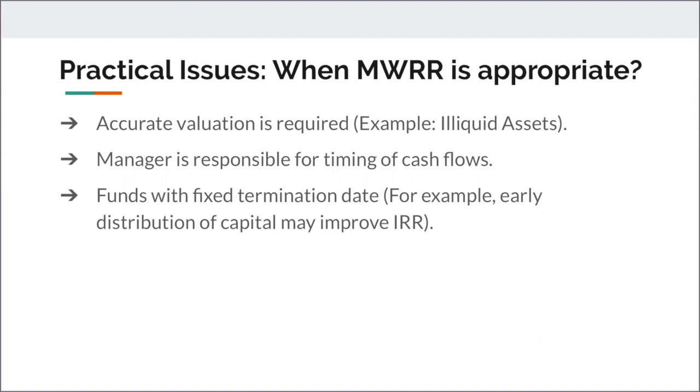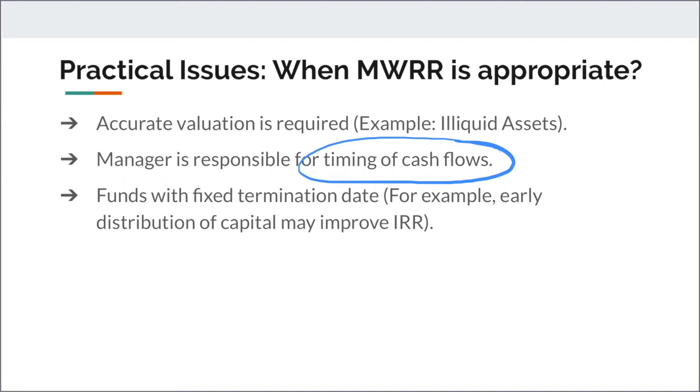So if you need to know the accurate valuation, especially in the case of an illiquid asset, then you need to calculate the money weighted rate of return. That's why in private equity investment, IRR is used rather than the time weighted rate of return. The money weighted rate of return is the appropriate measure when the manager is responsible for the timing of the cash flows. If you have complete discretion over the timing of the cash flows, then the money weighted rate of return is appropriate.